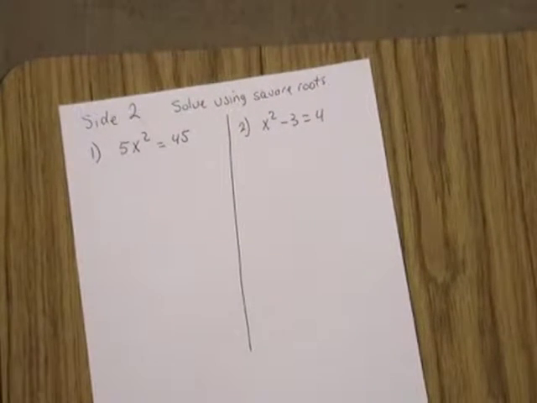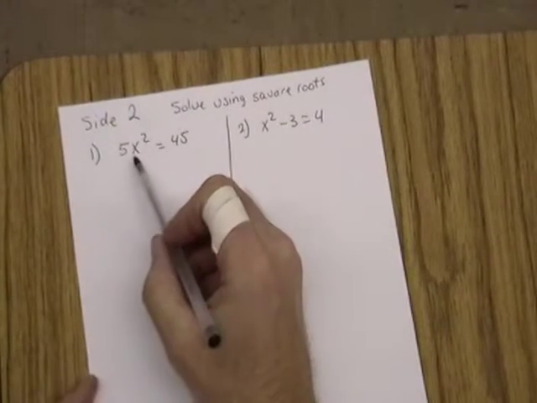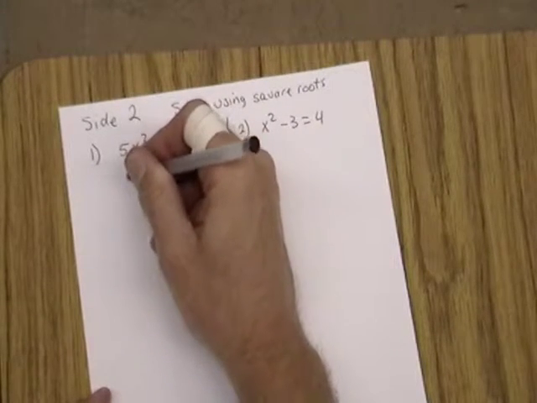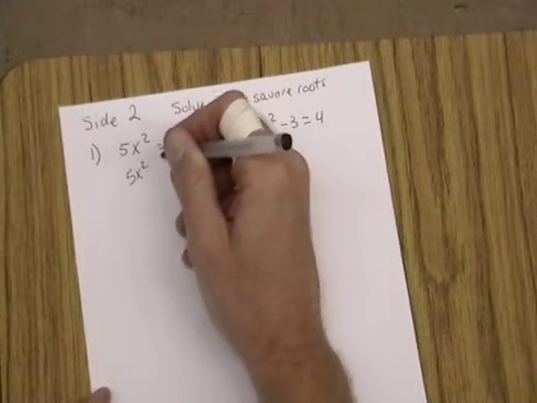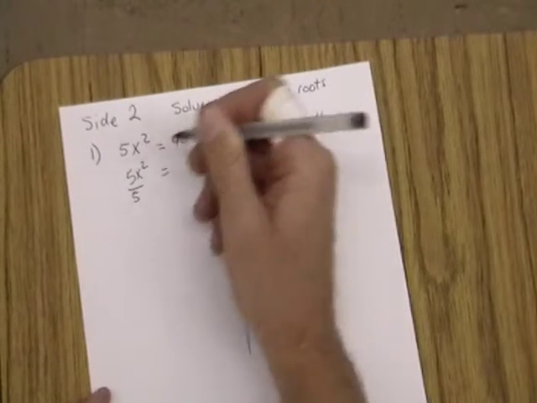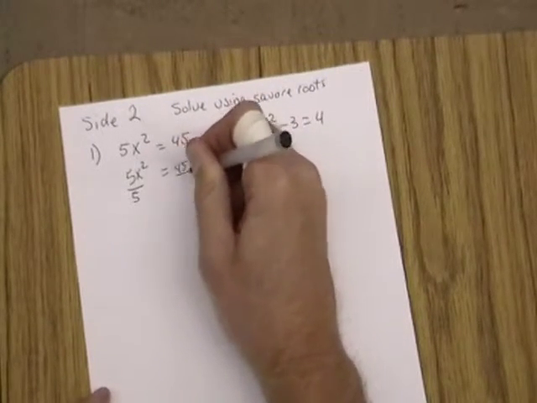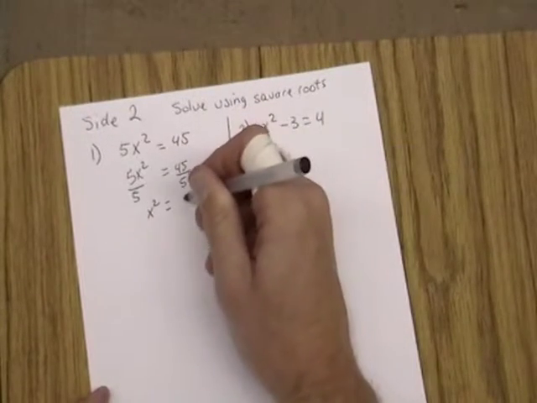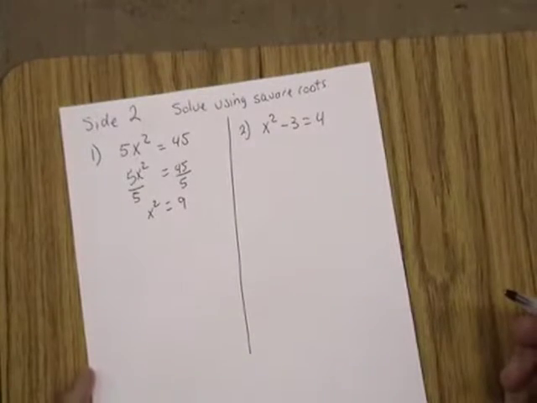Before, we used to try to get x by itself. Now we want to get x squared by itself at first. And so we want to divide both sides by 5. So we take 5x squared and divide it by 5. And what we do to one side, we've got to do to the other. So therefore, x squared equals 9.